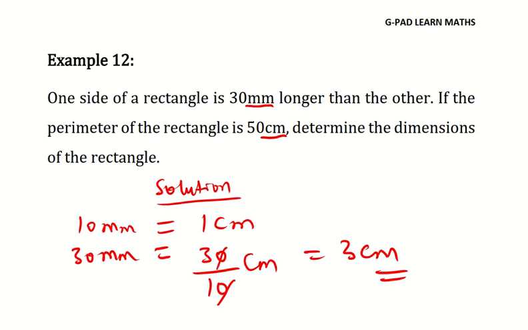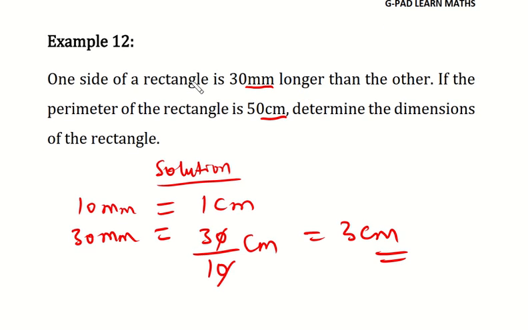Now look at something. They said one side of a rectangle is 30 millimeter longer. Let me just draw a rectangle here so you have an idea of what we're talking about. This is the shorter side, while this is the longer side, right? So one side of a rectangle is 30 millimeter longer than the other. Longer. So one side is longer, which means this one is 30 millimeter longer.